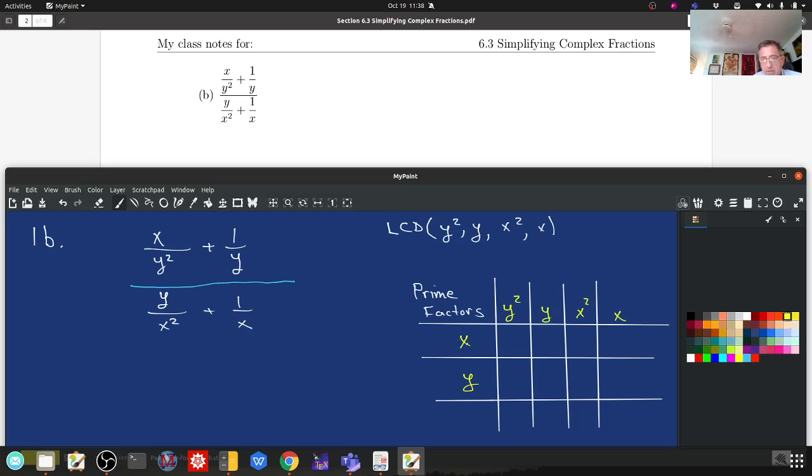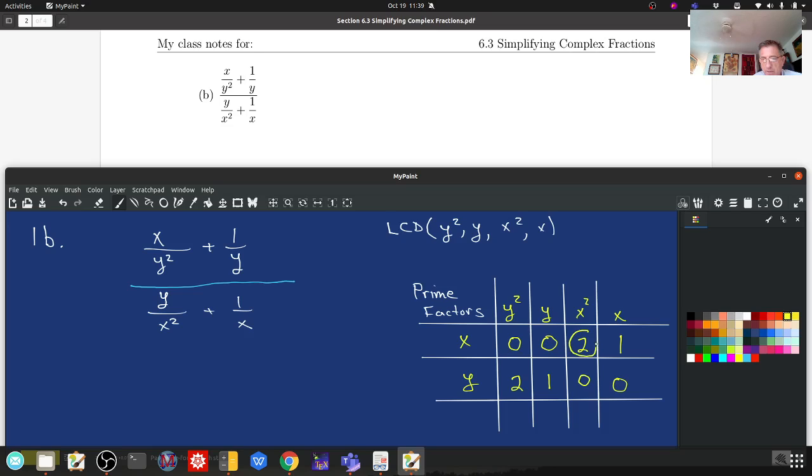So how many factors of x are there in y squared? 0. How many factors of x are there in y? 0. How many factors of x are there in x squared? 2. How many factors of x are there in x? Just 1. How many factors of y? I mean, you could also go down to do y squared, y, x squared, x, or you could go across like I'm doing. How many factors of y are in y squared? There's 2. How many factors of y are in y? There's just 1. How many factors of y are in x squared? 0. How many factors of y are in x? There's 0.